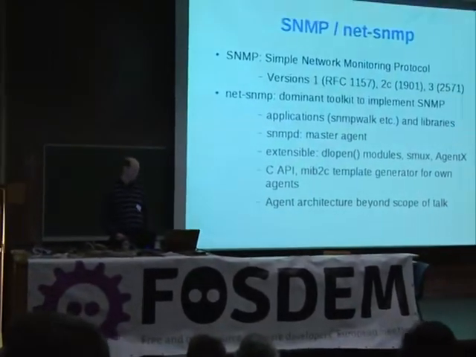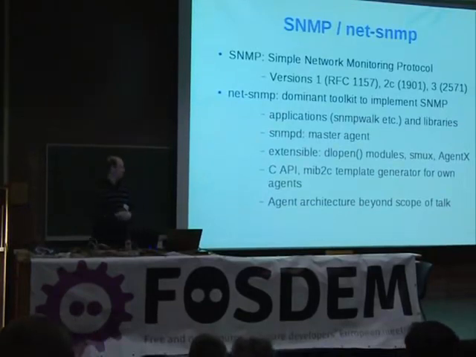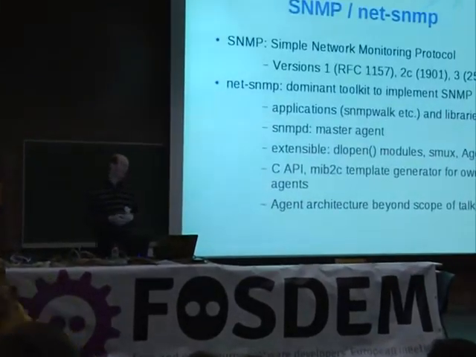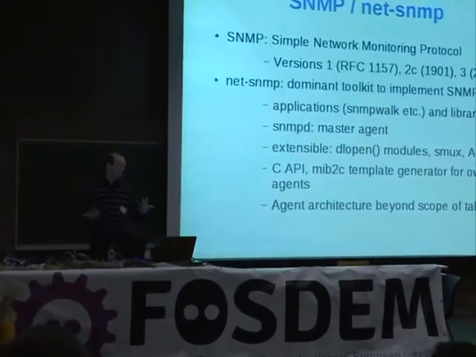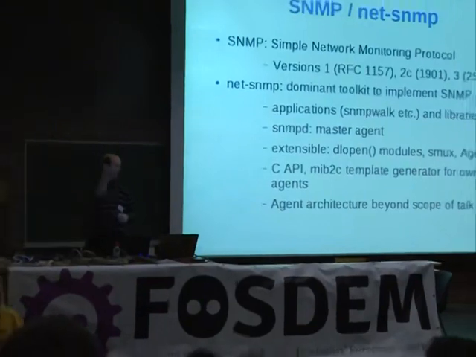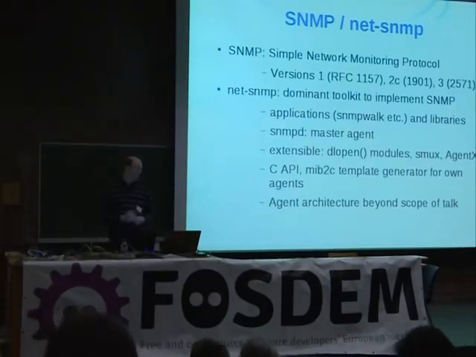It's a C API. It's got its template generator mib2c, so if you're focused on C, you can just give it a MIB, and you will call mib2c on it, and it will generate a template for your own agents, so you don't have to write everything yourself. You just fill in the missing pieces, etc. But it's C, obviously. And the agent architecture it uses internally is beyond this talk.